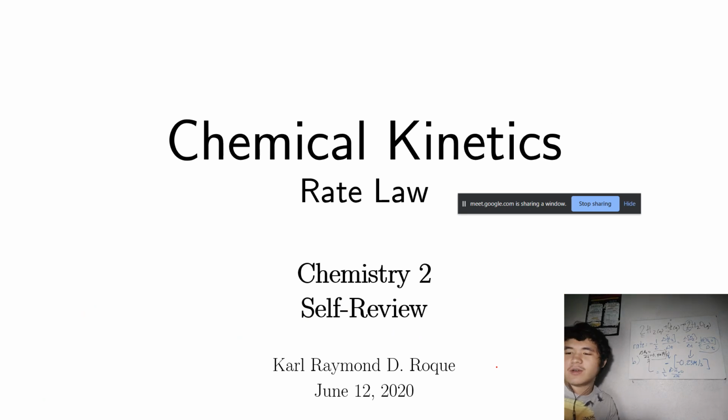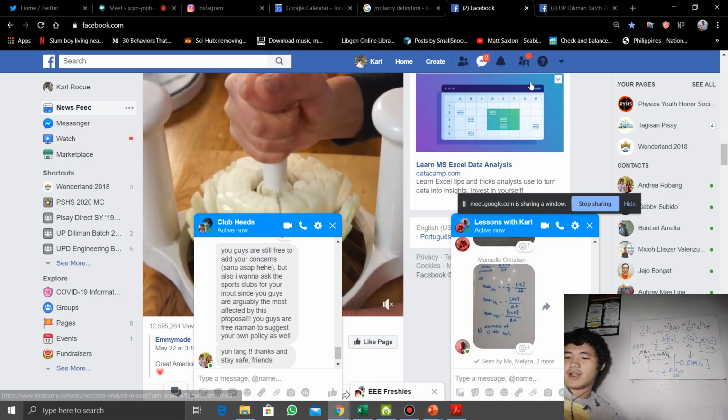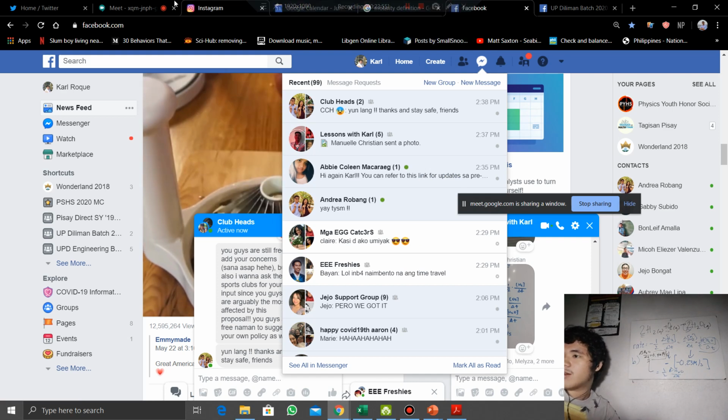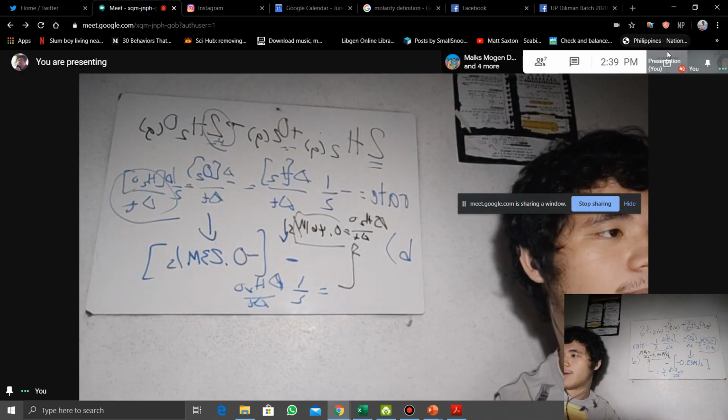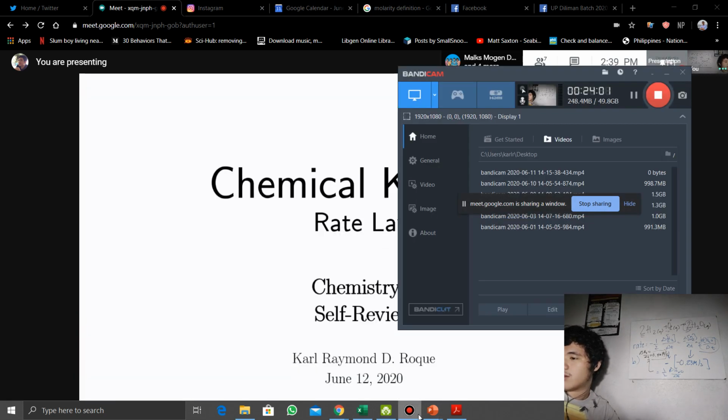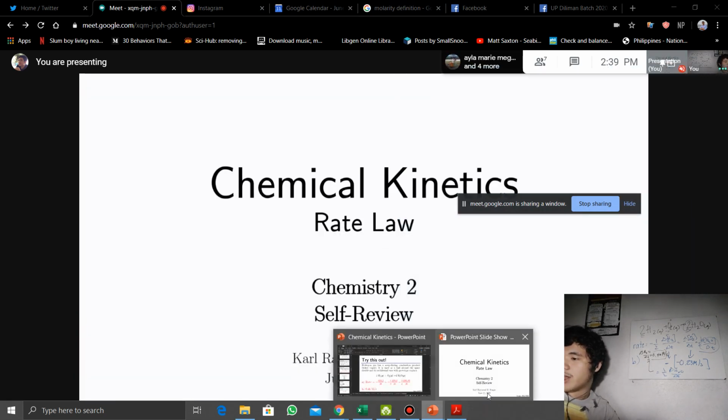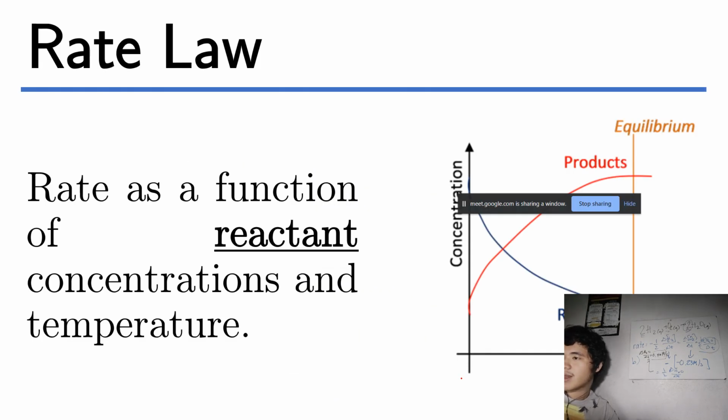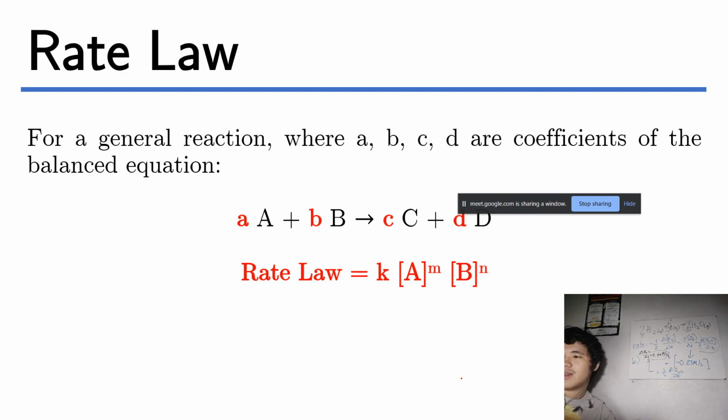So, ngayon ito na, one of the most important parts ng lesson natin, rate law. Okay, ano yung rate law? Ang rate law ay function of reactant lang. Reactant, take note, reactant concentrations and temperature. So, for a general equation where A, B, C, D are the coefficients of the balanced equation, the rate law, or basically yung reaction speed natin, rate natin ay k times concentration of A raised to m, concentration of B raised to n.